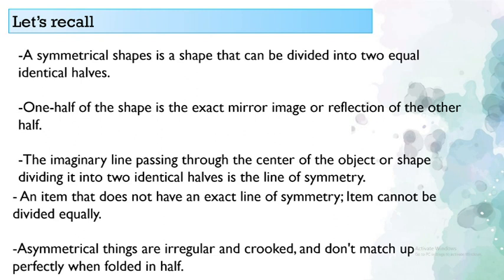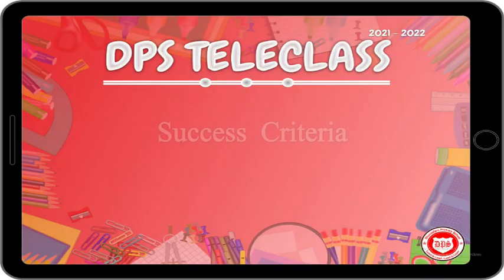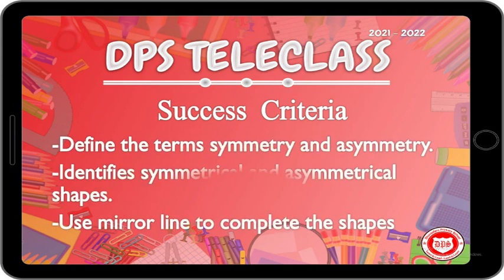Students, let's recall today's success criteria and see whether you have achieved the success criteria or not. Our success criteria for today's lesson is to define the terms symmetrical and asymmetrical, identify symmetrical and asymmetrical shapes, and use a mirror line to complete the shape.